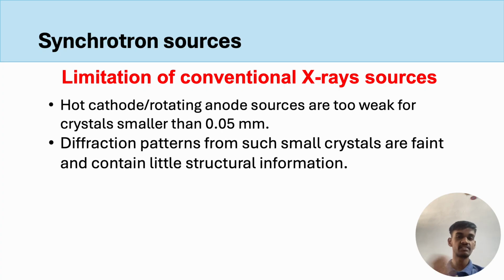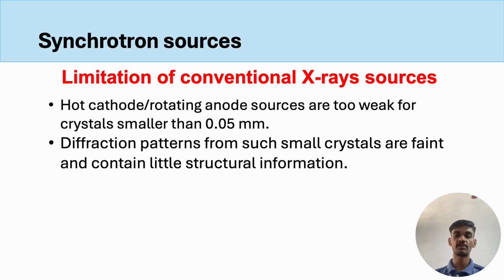In such cases, it is necessary to use a very high intensity X-ray beam so that the diffraction pattern is strong enough to give useful information to enable the structure to be determined. In addition, for some experiments like solving the crystal structure of proteins, it is useful to carry out data collection using X-rays of several different wavelengths. For both purposes, X-ray radiation is generated by synchrotron sources.